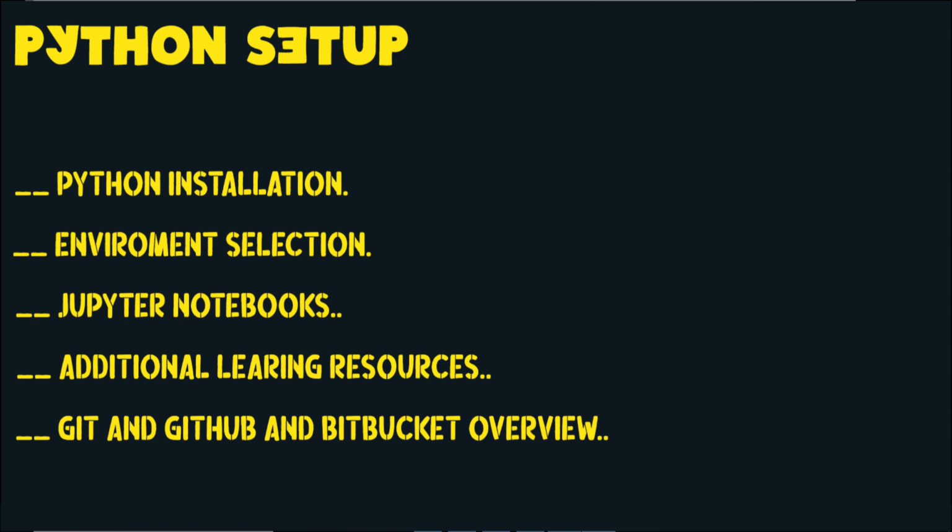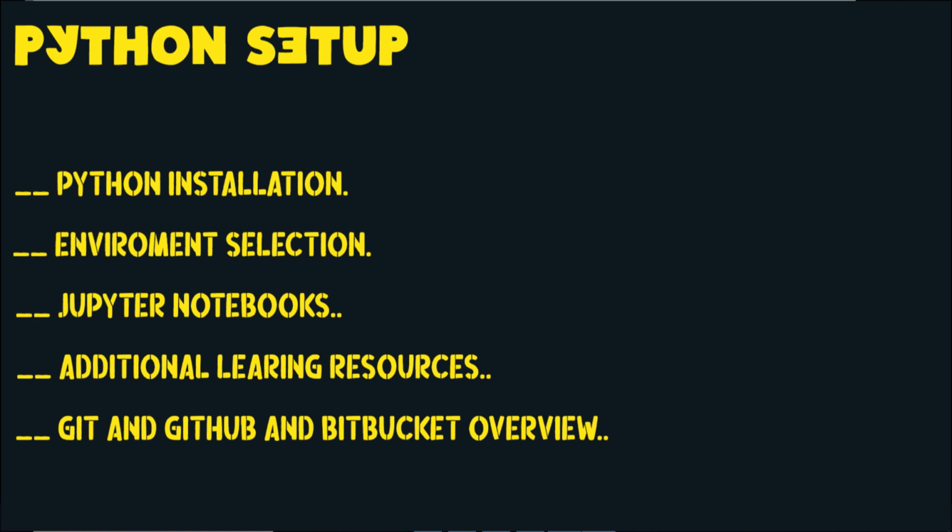Python setup, in which we'll look at Python installation, and then the environment selection. That is a really important thing in Python, the environment selection, we'll look at that. Then we'll look at Jupyter notebooks. Then we'll look at additional learning resources and how to utilize them. And at the end of the section, we'll look at how to control the version of your code, like how to use the version control system, which would include the Git and GitHub overview.